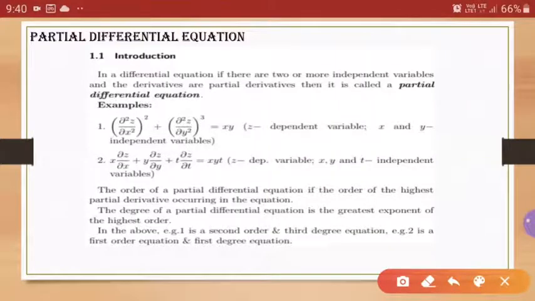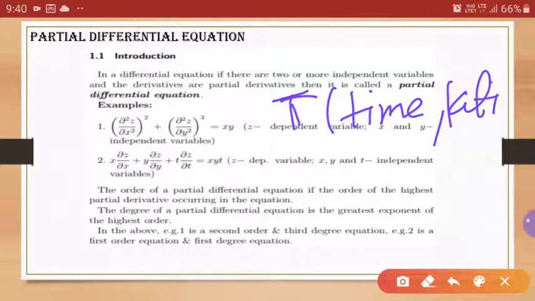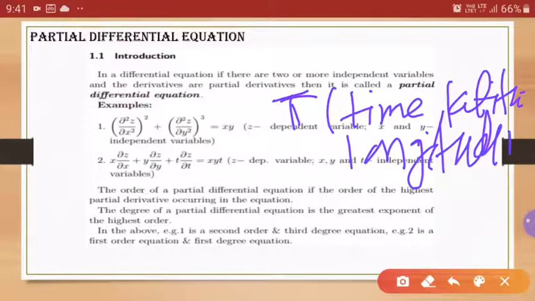So if z is a function of, or temperature is a function of time, latitude, longitude, altitude. So temperature is dependent on so many factors such as time, latitude, longitude, altitude. What does it represent? Temperature is a dependent variable and it depends on time, latitude, longitude, altitude. So it depends on so many factors.